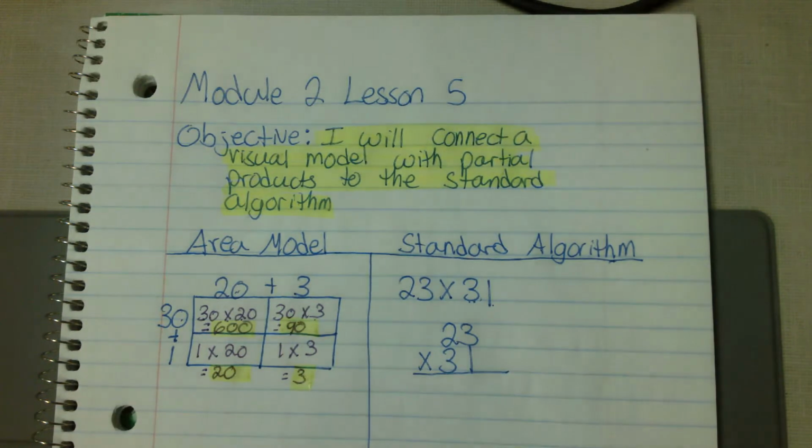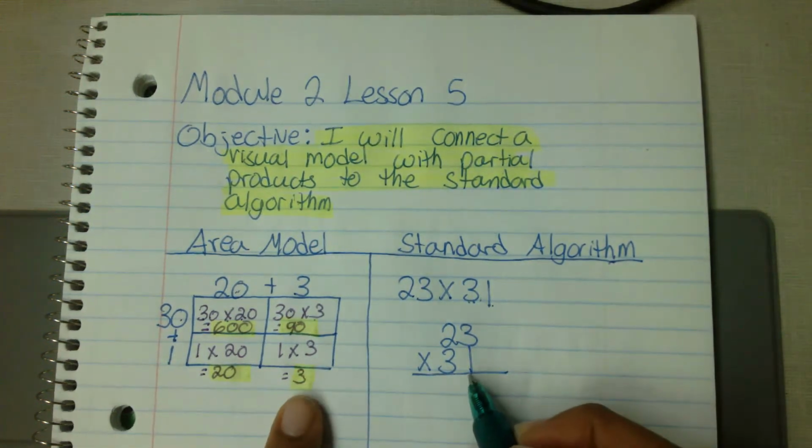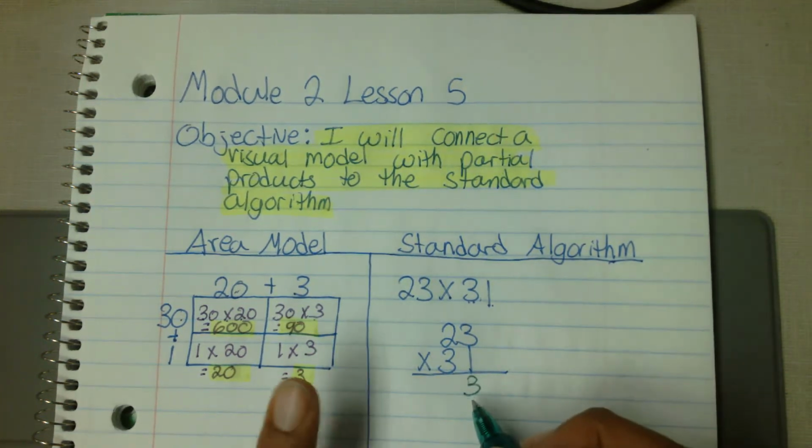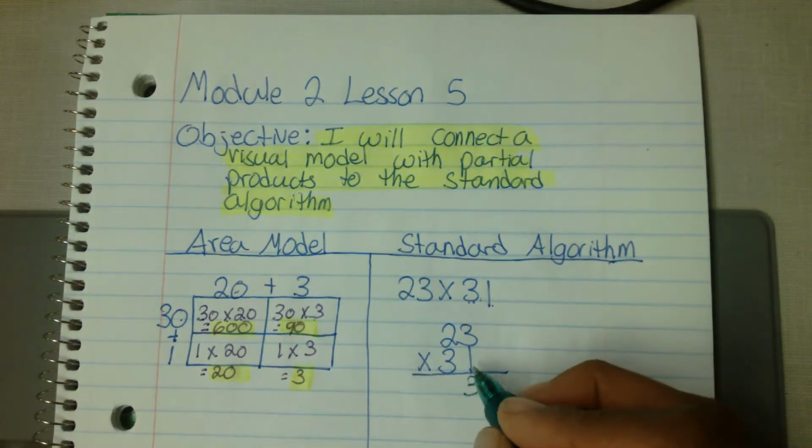So now over here on this other side, when I start doing the standard algorithm, you're going to start seeing these partial products pop up, right? So I start with my ones. 1 times 3 is 3. So I see my 3 and my 3. So it's kind of like a check, okay?